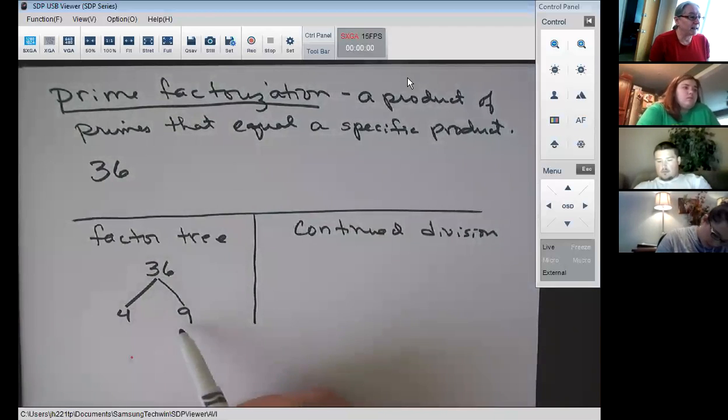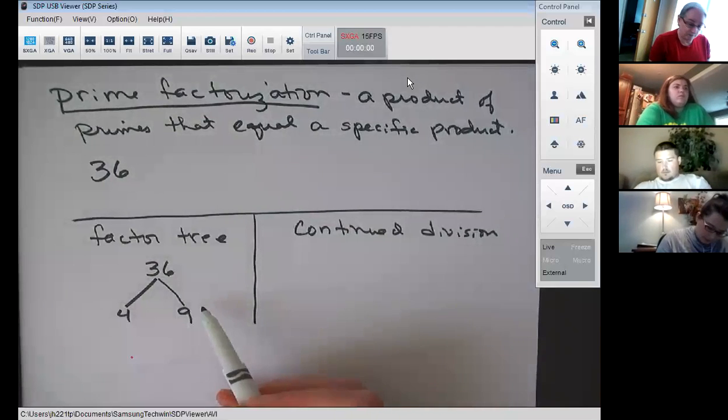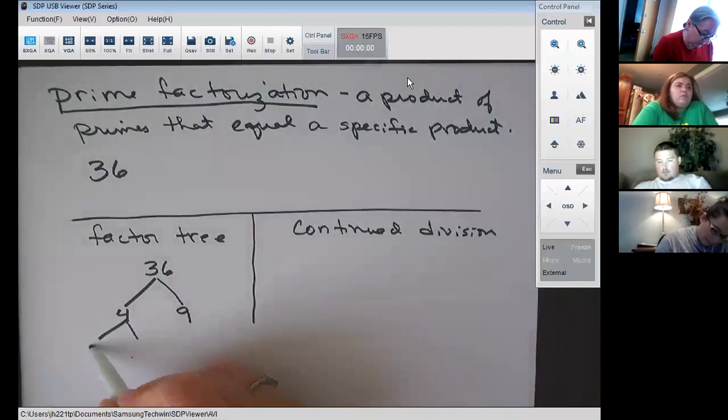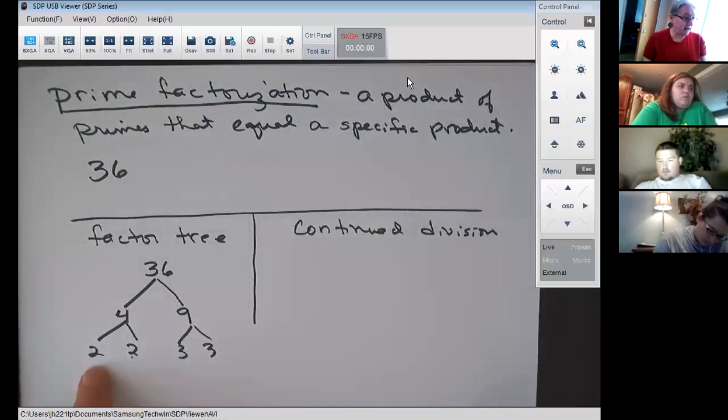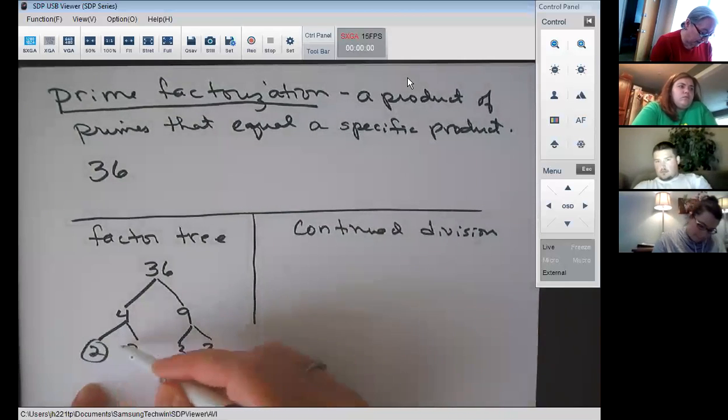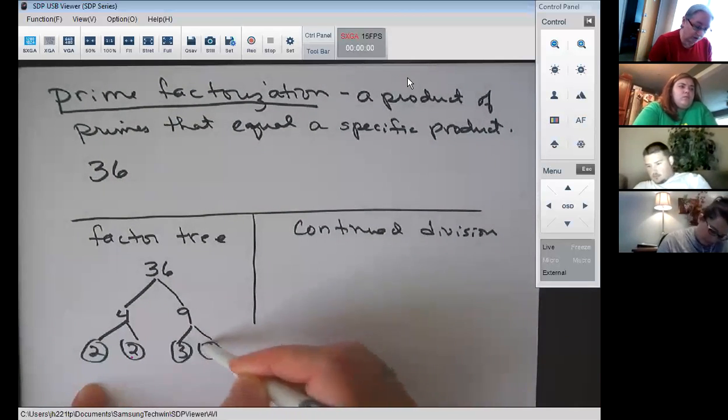And I look at those and I say, okay, are either one of those prime? Well, no. So I'm going to break down the 4. 4 is 2 times 2, and 9 is 3 times 3. So now it turns out that I've got all primes here on the end, and as I get these primes, I tell my students to circle those so you don't lose one.